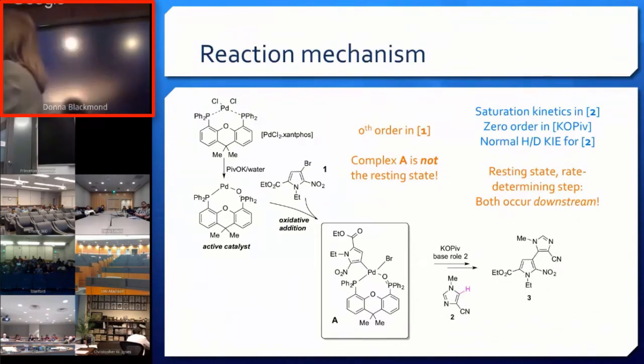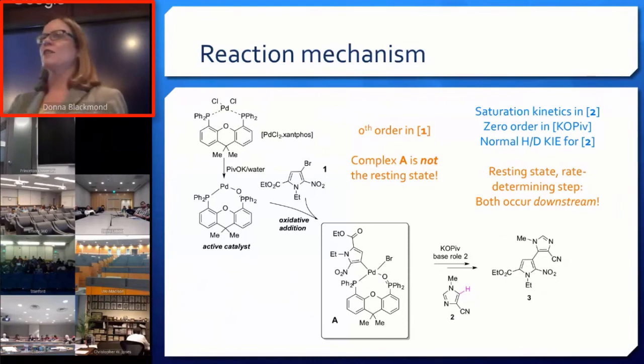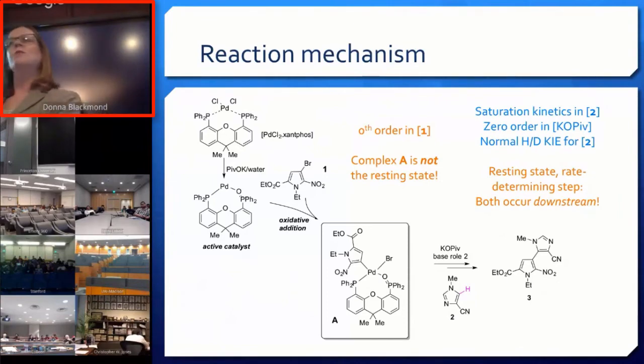So then we thought that again, you might think you're home free with the mechanism there, but there's a couple other things that don't really fit. I mean, if you can crash out a species and you show that it's active and competent in the cycle, you kind of think it's the resting state. And we had a long argument with a reviewer about this point, but the kinetics told us this can't be the resting state.